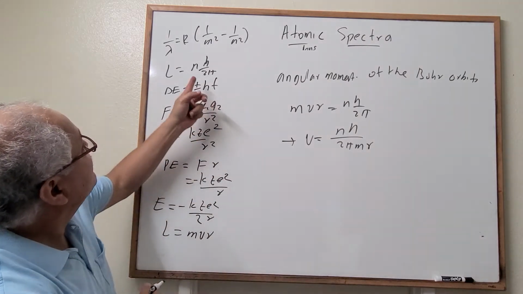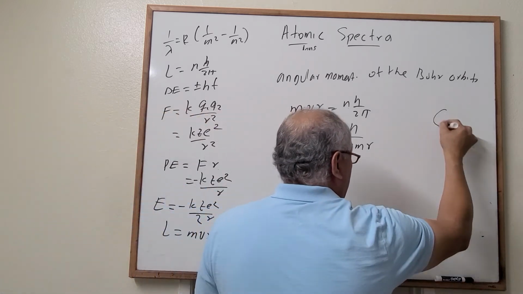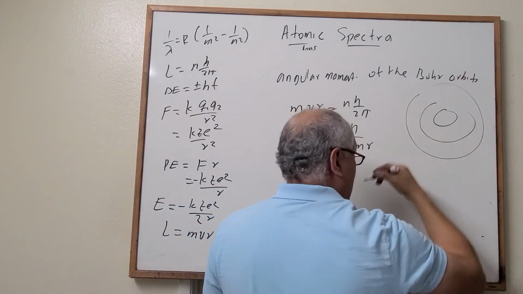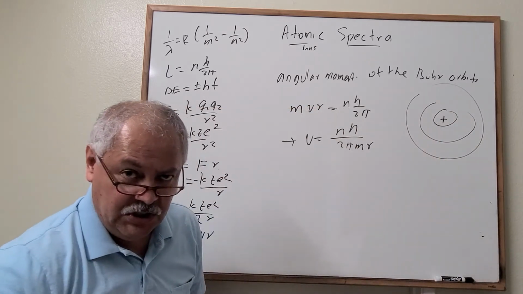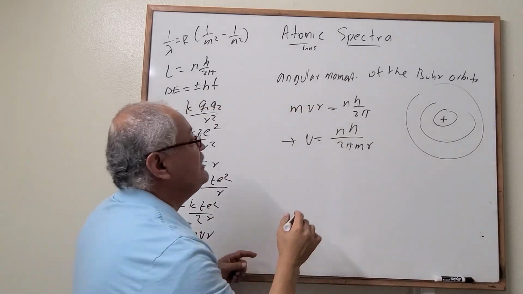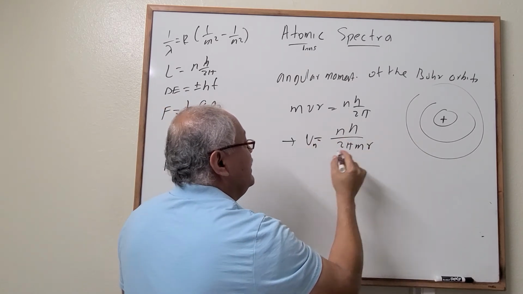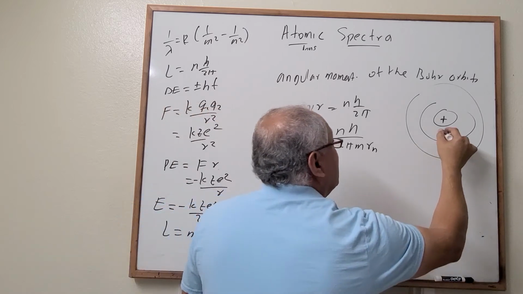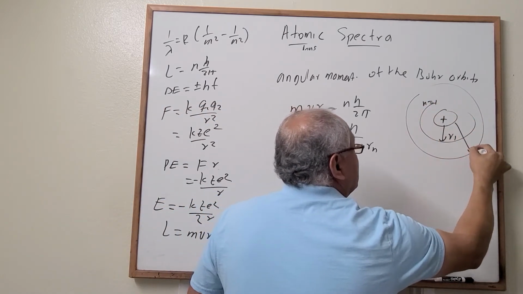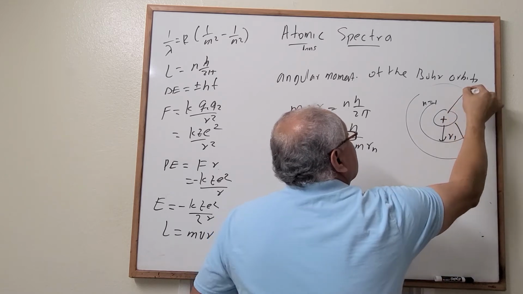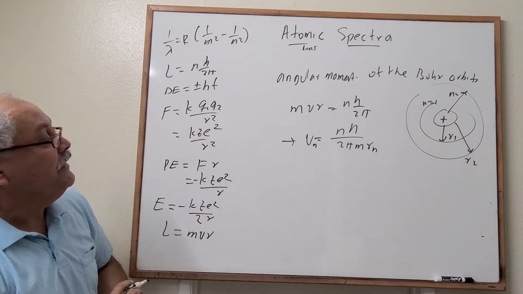Because this is the angular momentum for each orbit. This is one orbit, another orbit, and another orbit. This is the positive charge of the nucleus. So we represent the velocity that represents this orbit as v sub n. The same happens to the radius. We call this radius 1 because it's n equals 1. This is radius 2 because this is n equals 2, and so on. Okay, perfect.